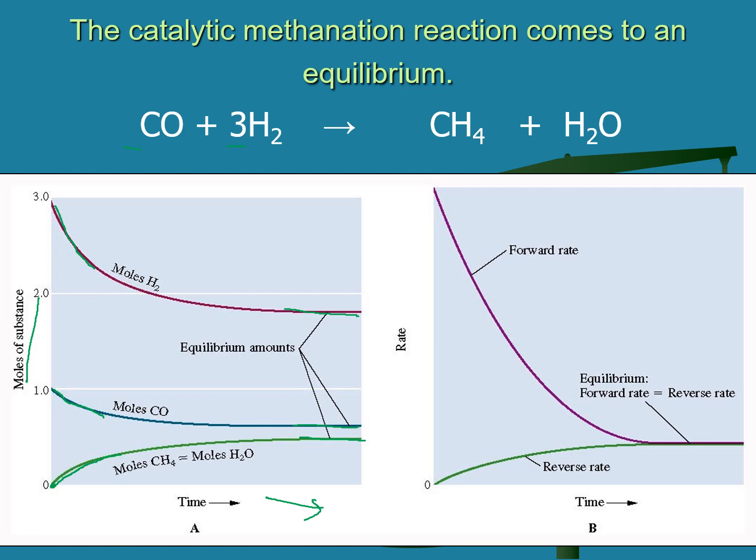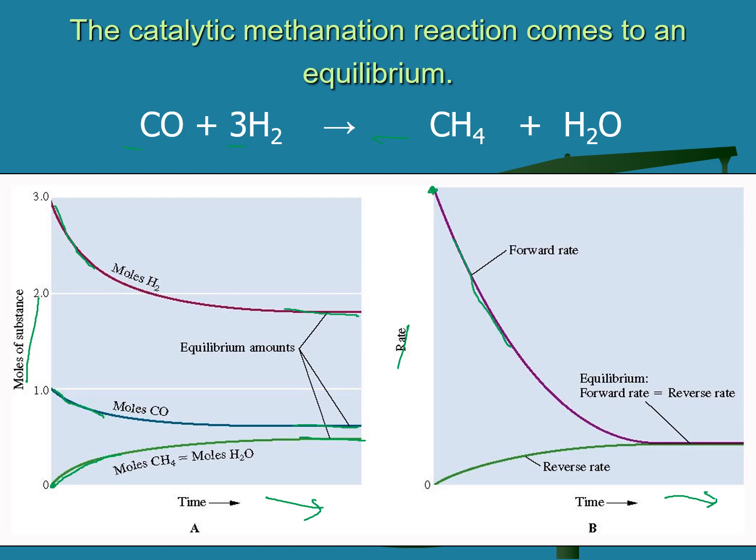This graph over here is showing the rate of the reaction versus time. So notice that the forward reaction starts out very fast. It's reacting. Over time, the forward rate starts to slow down, as most reactions do, because the reactants are decreasing, and so the reaction rate slows down. At the same time, at the beginning, the reverse rate is not happening.